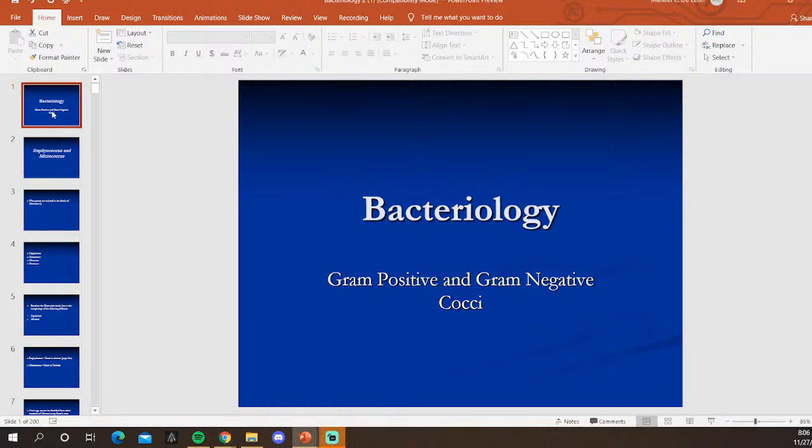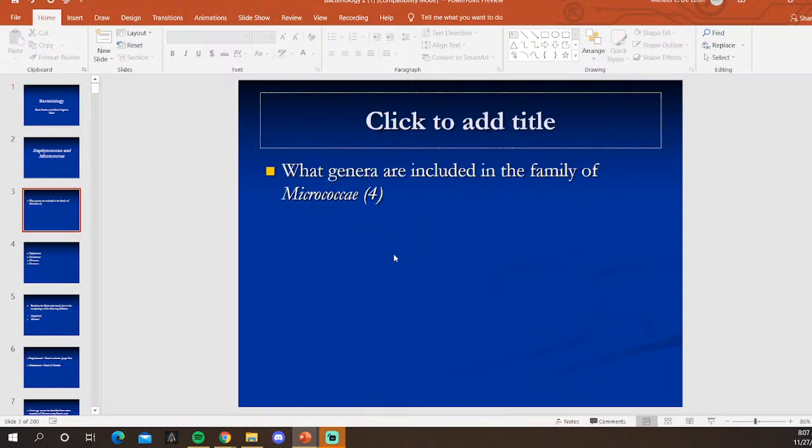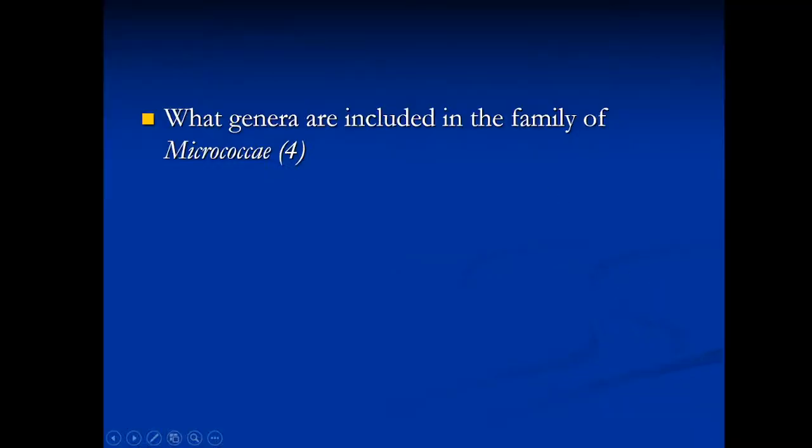All right. So our first topic for today is going to be about the cocci, or the specific organisms under the gram-positive and gram-negative cocci. So we're going to start first with the genera included in the family Micrococcaceae. In the family Micrococcaceae, can you guys see it in full screen? All right, so what we're going to talk about are these four bacterial families that are under the family Micrococcaceae.